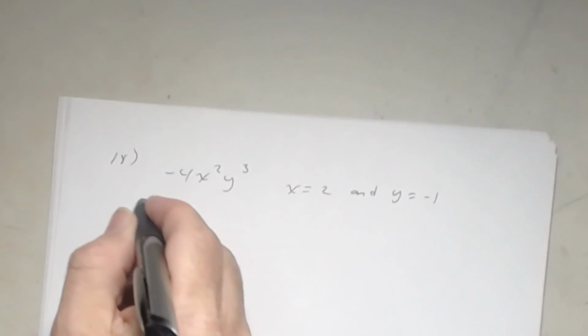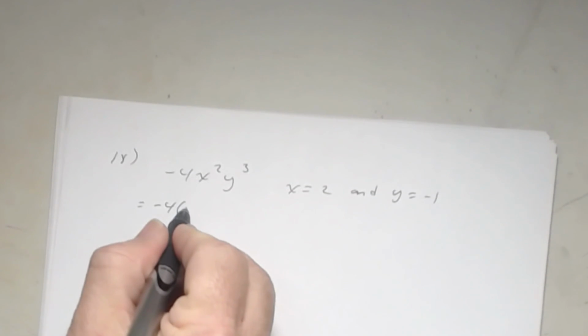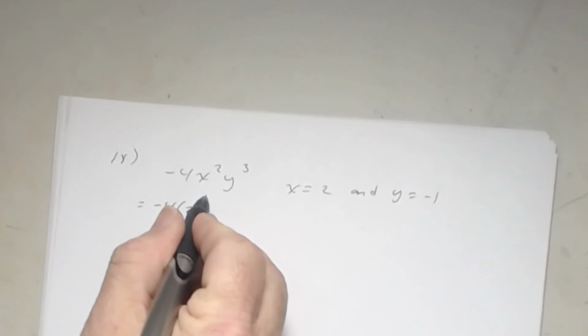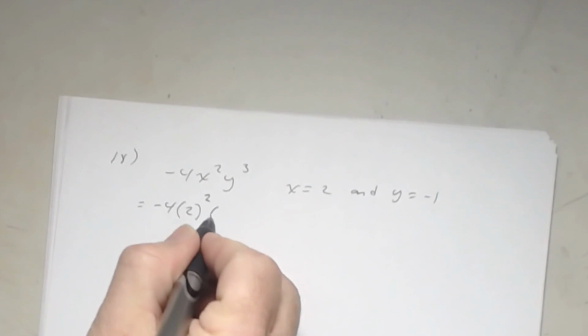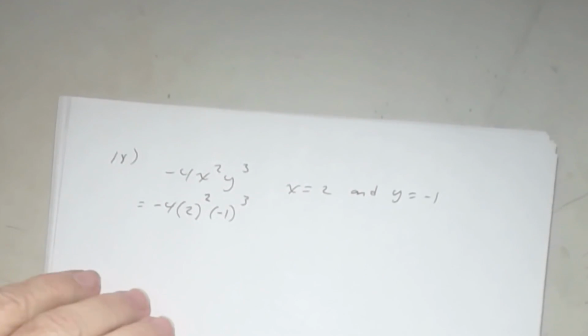All right, so what I would do is this. I would say -4 times, in parentheses, what do I put in place of x? Close the parentheses and raise that to what power? Second. Times y in parentheses. What's y? And that's being raised to the 3rd power. So that's the way I would write it first.